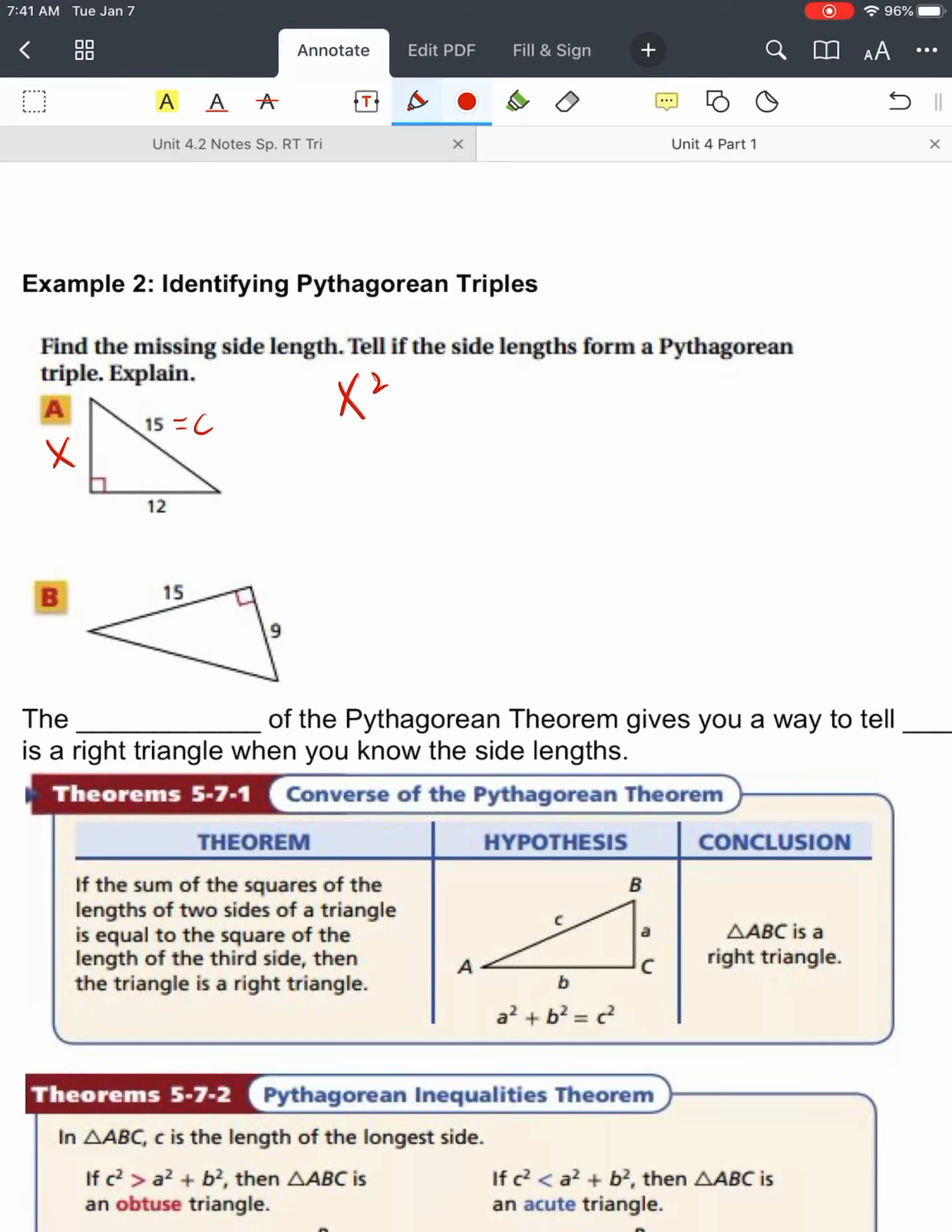Then we have x squared plus 12 squared equals 15 squared. So we're going to solve for this x and then decide if x is a whole number, it is a Pythagorean triple. If it's not a whole number, then it's not a Pythagorean triple. We'll solve it just like we did on the front.